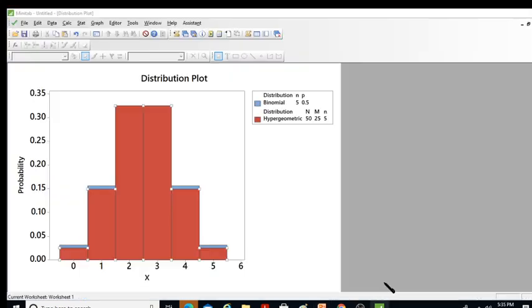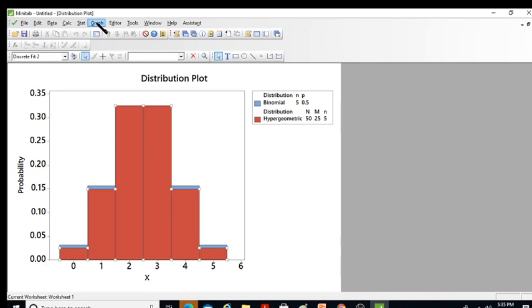If you look back at the previous graph comparing binomial and hypergeometric, you have seen that if your sample size is 5, which is small, you don't see much difference between binomial and hypergeometric. But if your sample size is much bigger, 5 out of 50 is small compared with 50.